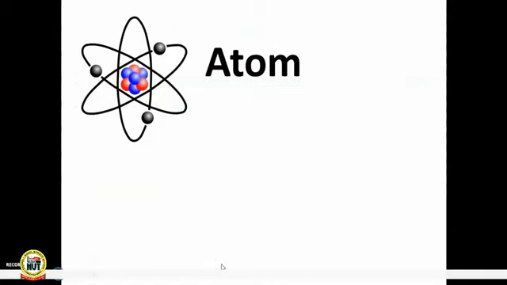Now, this is the structure of an atom. You can see this is the central nucleus, where it contains neutrons and protons. These are shells or orbitals, and you can see the orbital has the word electron. So basically this is how an atom looks.